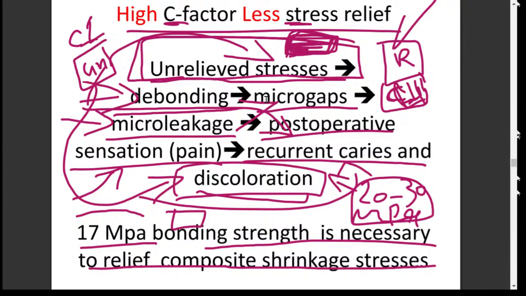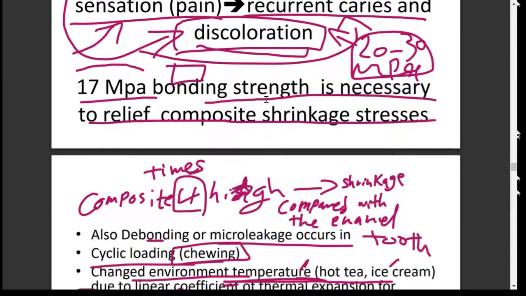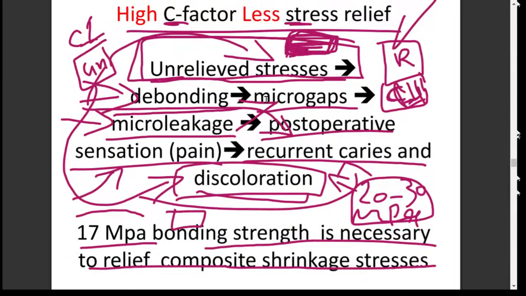The unrelieved stress here leads to debonding, micro leakage, and discoloration at 20 to 30 MPa. As we can see, micro gaps form, all because of unrelieved stress. Debonding causes micro gaps, micro leakage, postoperative sensitivity, and recurrent caries, all because of unrelieved stress.